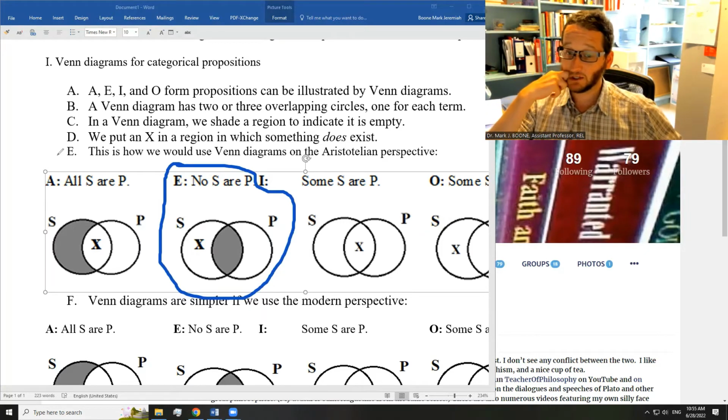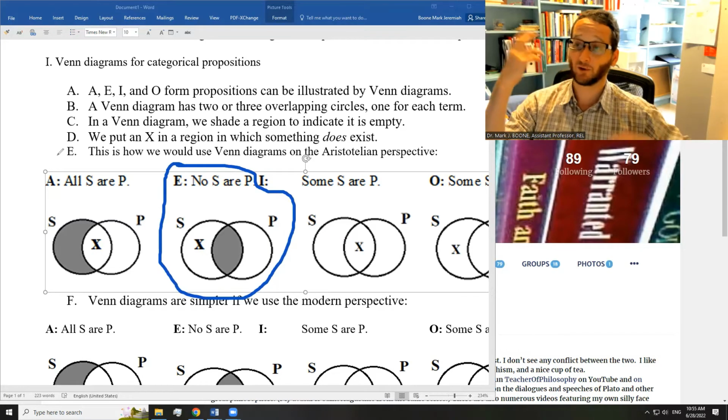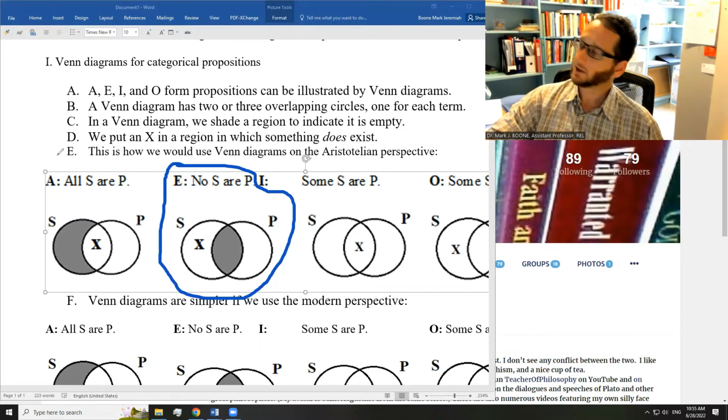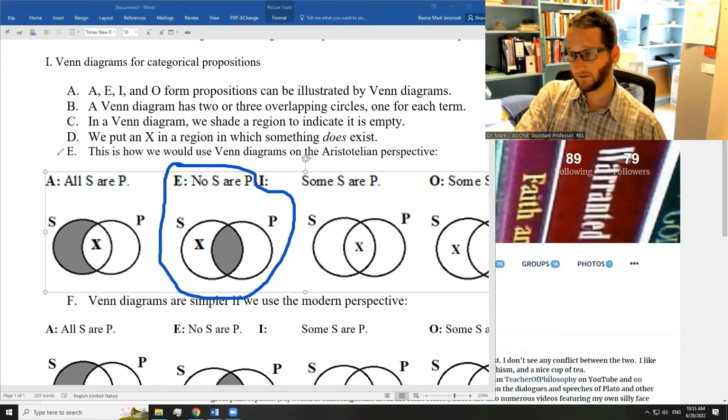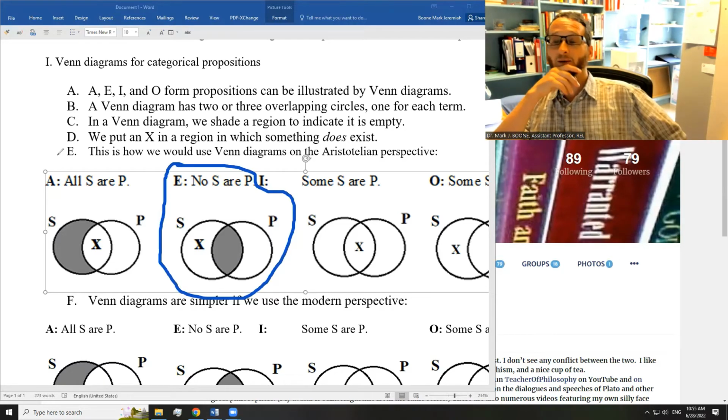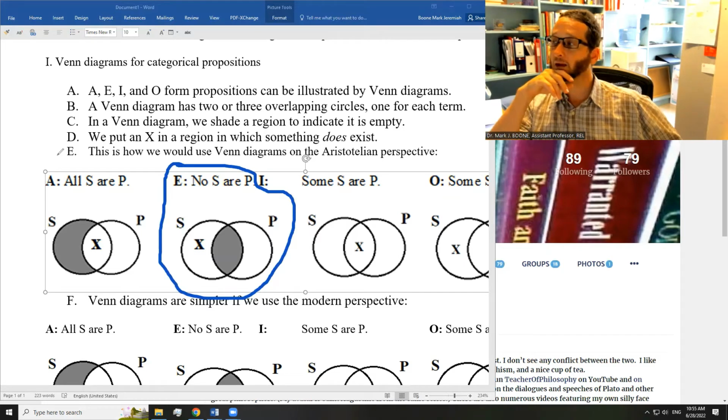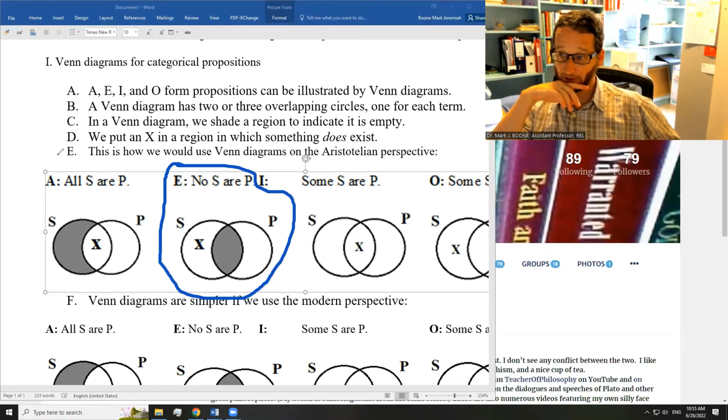You put the subject term on the left for a categorical proposition, and since there's only four forms, you're never going to end up putting anything in the predicate term only region, because none of the four forms are like that. And if you're thinking, but what if I wanted to say some hamsters are not guinea pigs? Well, that's fine, but then you're going to have to switch around your circles. Hamsters will be the subject term. It will be the circle on the left.